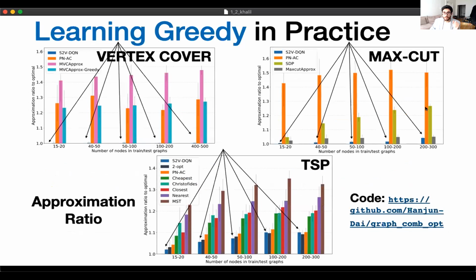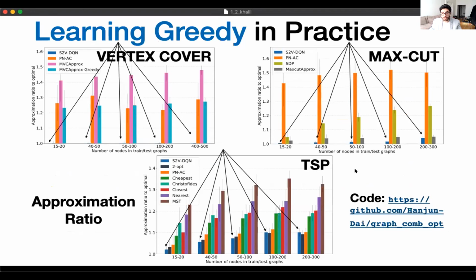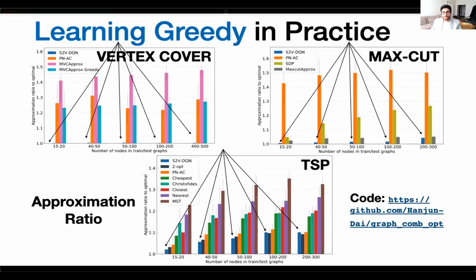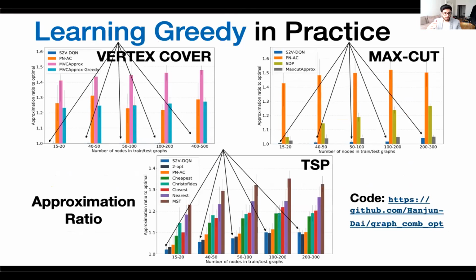Okay. And so we've applied this framework, as I mentioned earlier, to various problems, including vertex cover, maximum cut, and the traveling salesman problem. What you're seeing here on the vertical axis is the approximation ratio. So 1 is optimal, and otherwise it's a distance to optimal, and it's an average over thousands of testing graphs. Our method is always shown on the leftmost set of bars, and the different sets of bars refer to different sizes of the graphs.